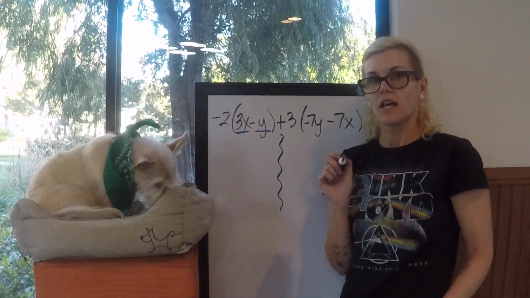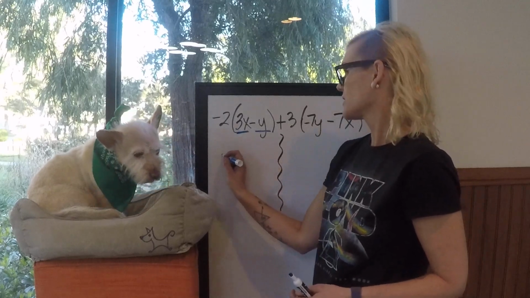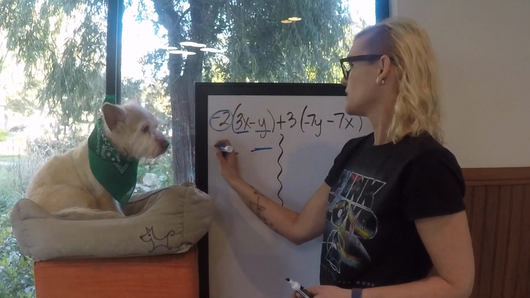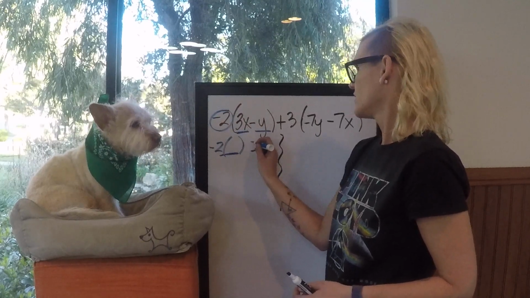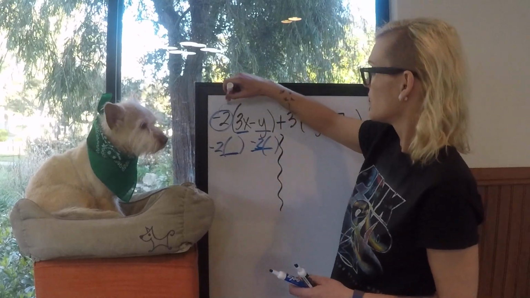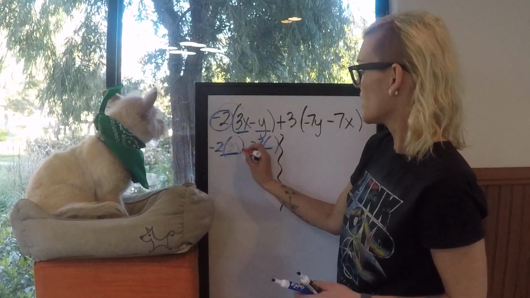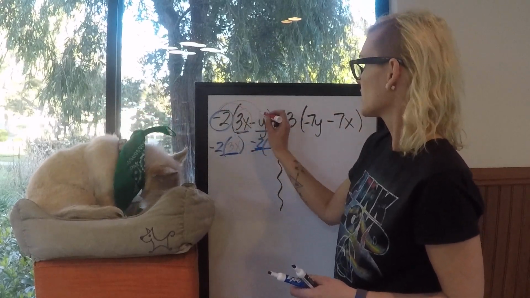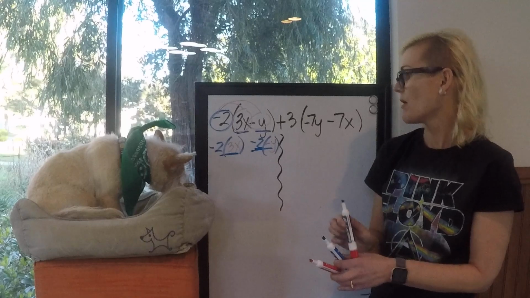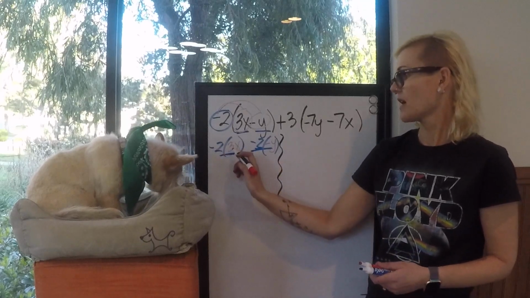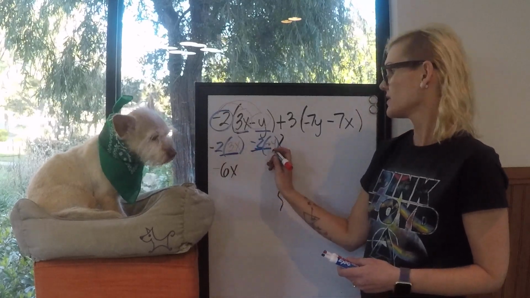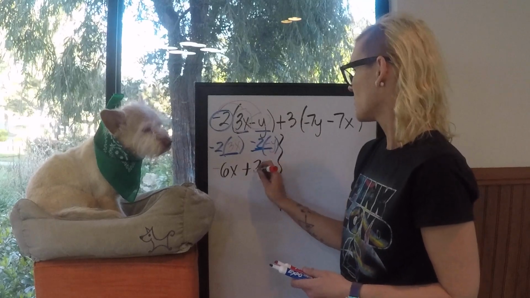Okay, 2 terms on the inside means I'm going to come up with 2 terms on the outside. Okay, the negative 2 is being distributed. Okay, and it's being distributed to a positive 3x, and it's being distributed to a negative y. Alright, so now I'm going to multiply together. A negative times a positive gives me a negative 6x. A negative times a negative gives me a positive.